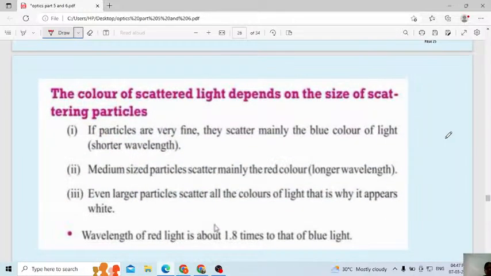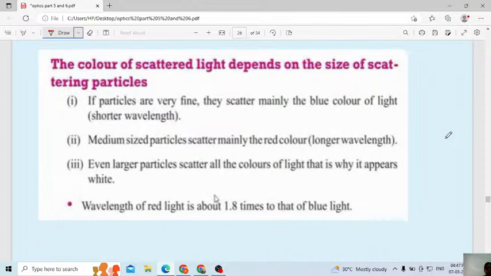Next one, the color of scattered light depends upon the size of scattering particles. Already I told you, when you observe scattering, if the particle size is less than the wavelength of light, then only you can observe the scattering.